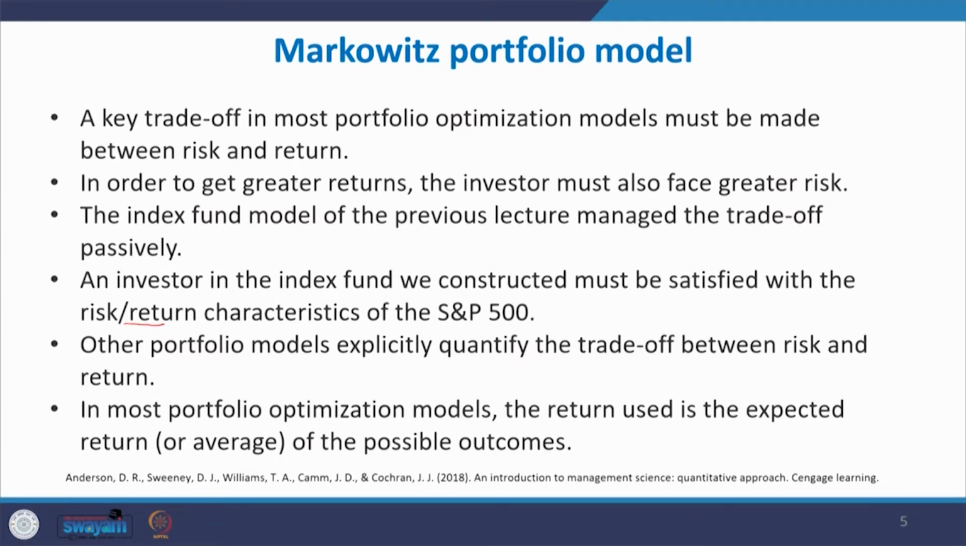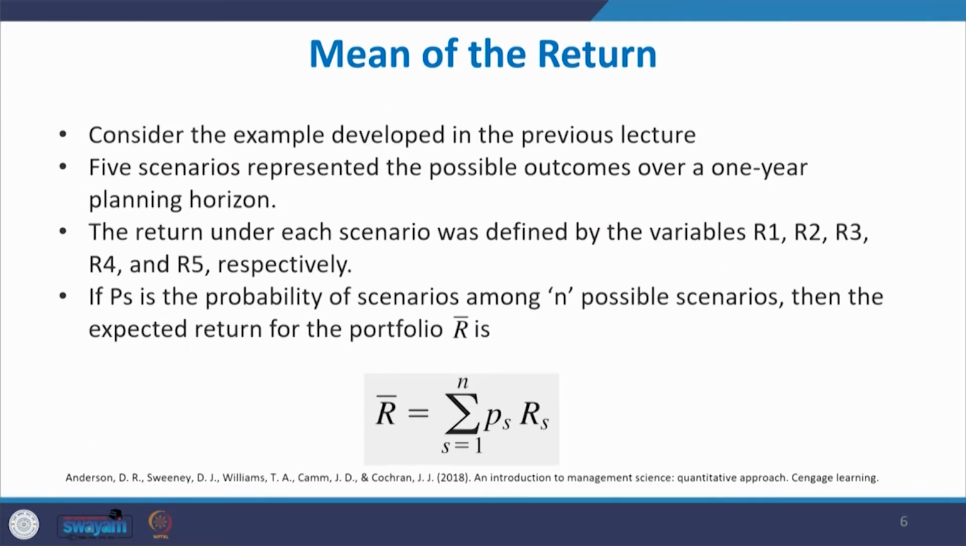In most optimization models, the return is used as the expected return, or the average of possible outcomes. Suppose return 1, return 2, return 3; the return means the average of these returns, otherwise the expected value of these returns. Then we discuss what the mean of the return is. Consider the example developed in the previous lecture. There were 5 scenarios. So, 5 scenarios represented the possible outcomes over a 1 year planning horizon.